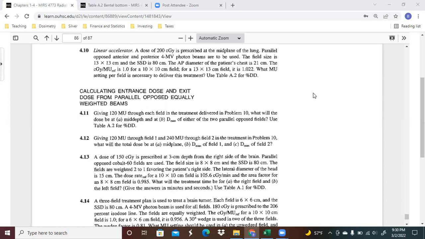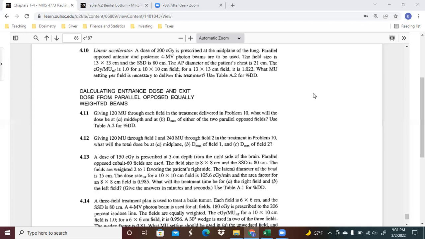So the question here, rather than delivering a specific dose to this midplane, we're looking at delivering 120 monitor units through each field, and we're going to determine what the dose is at first at mid depth and then at Dmax of either of the two parallel opposed fields. Since both fields are going to be using a 4MV, and they're going to be cutting through the same material, this one is not going to be too bad of a problem for us to work through.